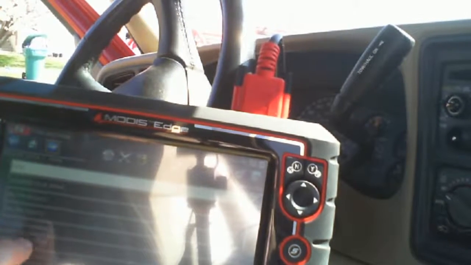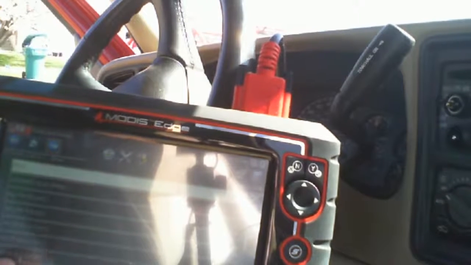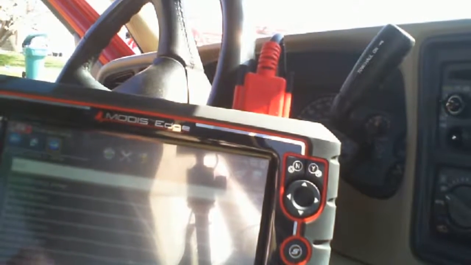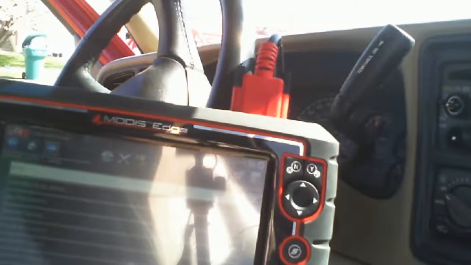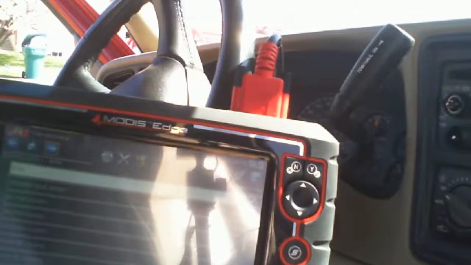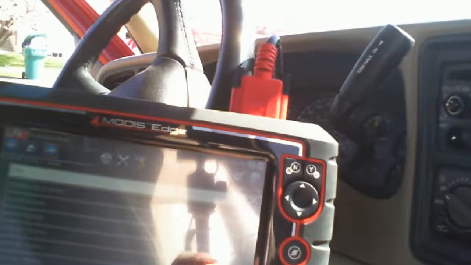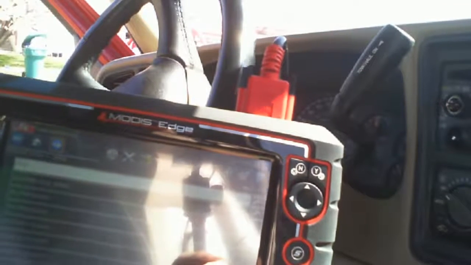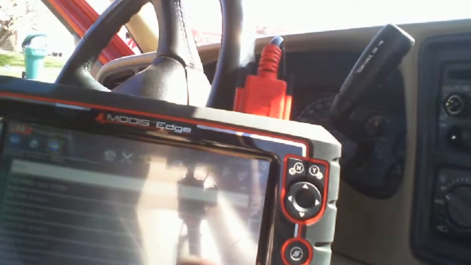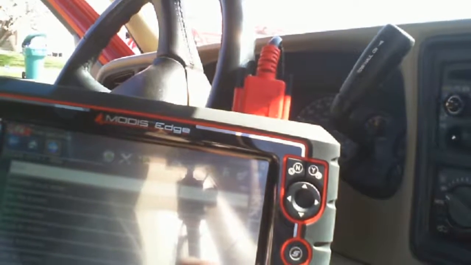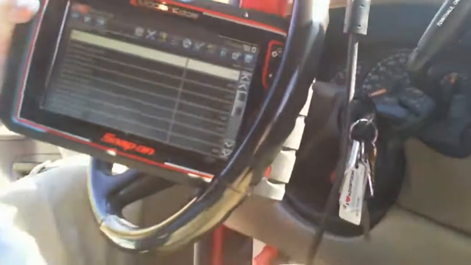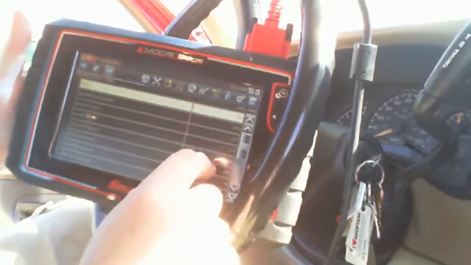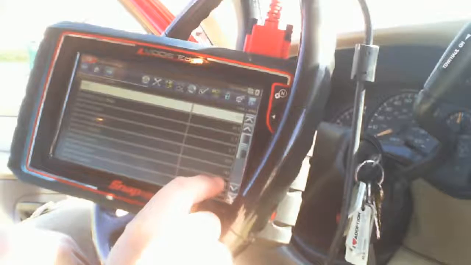This is bank 1, sensor 1. Bank 2, sensor 1. Bank 1, sensor 2. And then bank 2, sensor 2. Let's look at these numbers. These numbers right here will fluctuate because they're before the cat. As it notices it goes rich, it says, I need to put more air in, or cut back the fuel, which is what it's doing. As it cuts back the fuel, the sensor will go down.